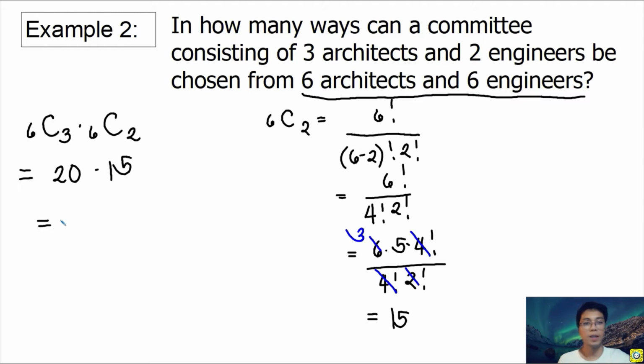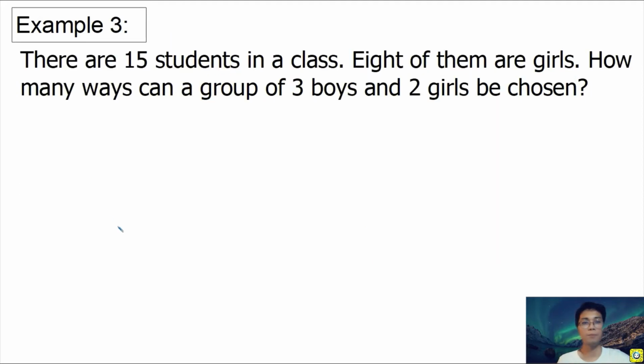Next step, ita-times na lang po natin ito. 20 times 15, of course, that's equal to 300. So, our final answer is 300 ways. This is our final answer. I hope naintindihan si example number 2. Now, let's proceed to another example.